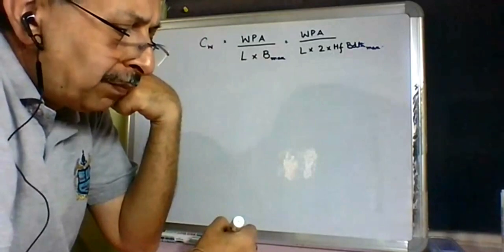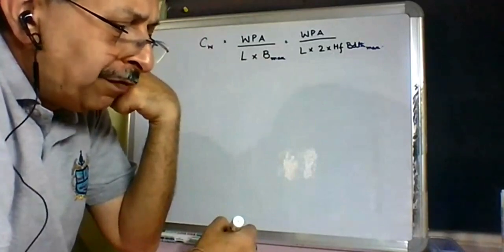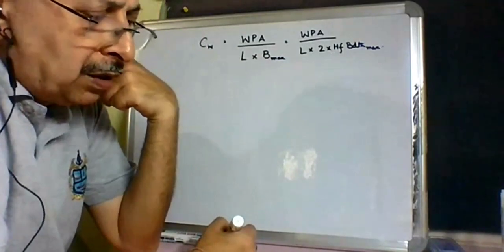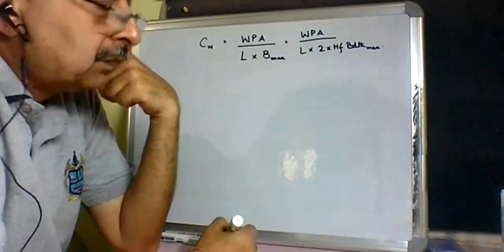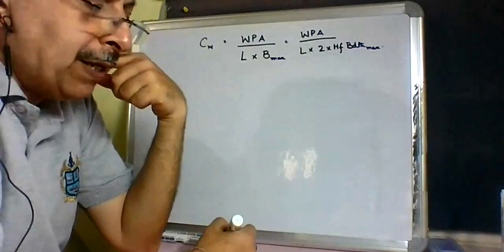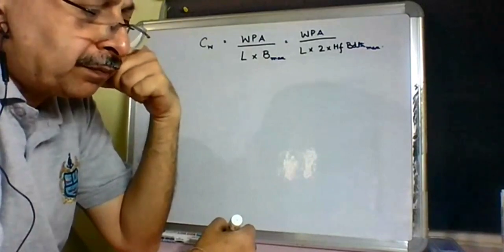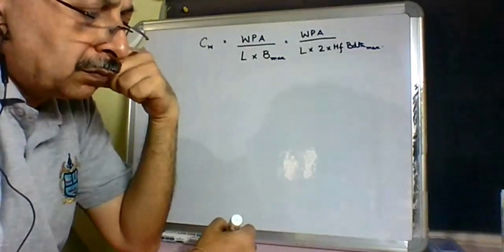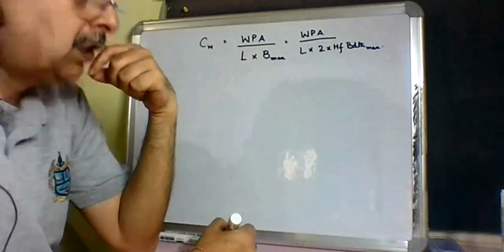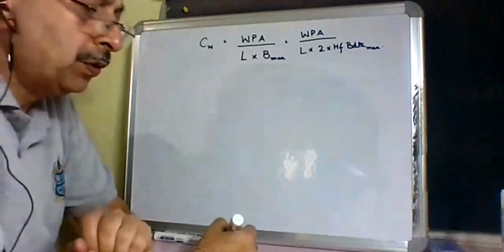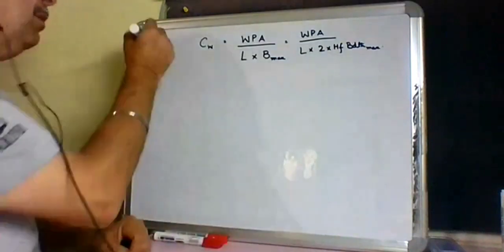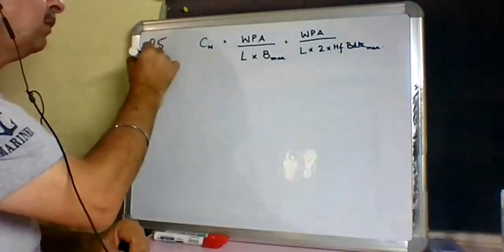So your maximum half breadth, which is given in question number 5, is 8.48. So it will become twice of 8.48. This will be used, and that is what will give you your CW. This is question number 5.